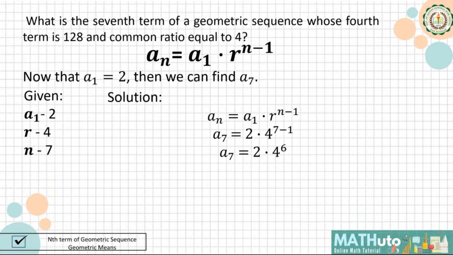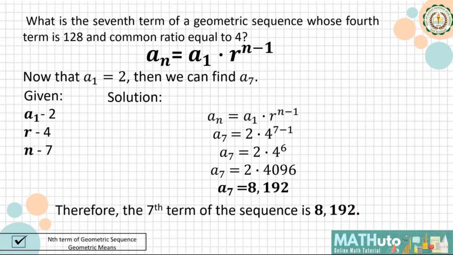And then, simplifying the exponent, we have a sub 7 is equal to 2 times 4096. And multiplying the two factors, we have a sub 7 is equal to 8192. Therefore, the seventh term of the sequence is 8192.